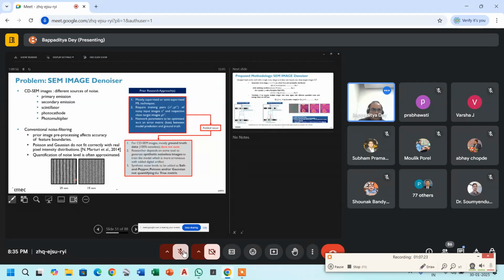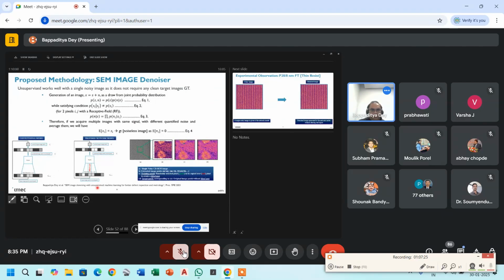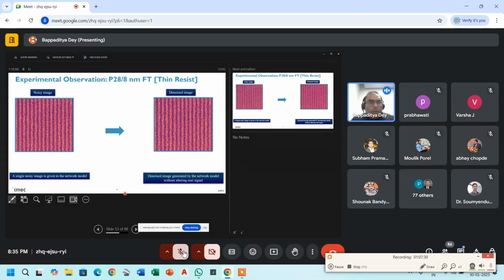So what is the point? We devised an unsupervised mechanism. We call it blind spot. Probably some of you know the blind spot mechanism. This is a tweak of the conventional CNN training method that we have followed, but in an unsupervised way. That means this model can work with one single noisy image, and we don't need any ground truth to train our model.